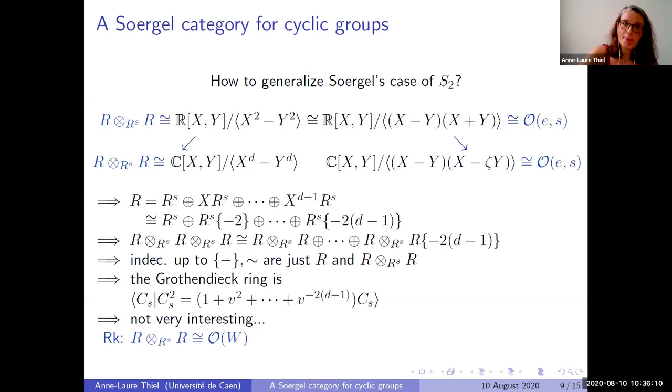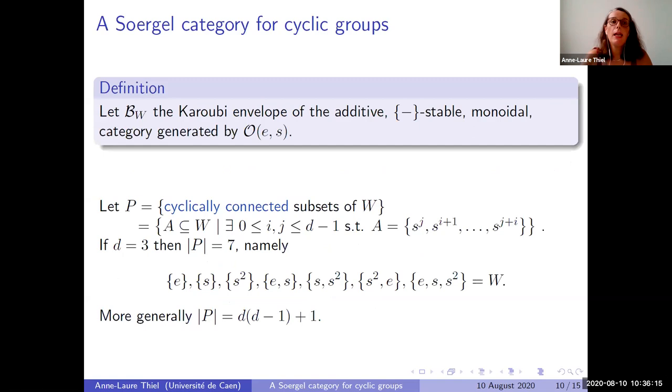So the category we will want to study is, again denoted B_W, but here W is a cyclic group only, not any complex reflection group. And this is defined to be the Karoubi envelope of the additive, stable by grading shift, monoidal category generated by this O of E_S. Okay, so generated by one bimodule, but we hope we get more structure than with the other boring guy.